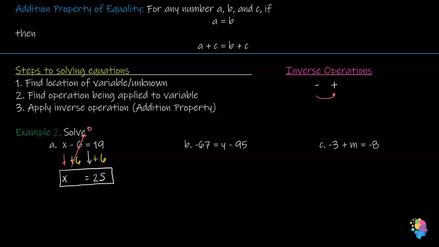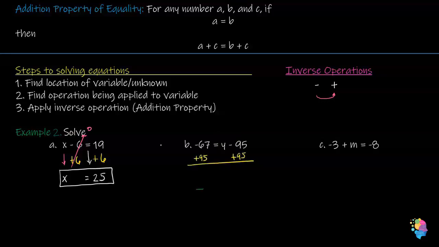Let's try it again. The variable is located on the right side. So if I only look at the right side, I notice that the operation being applied is once again subtraction. So then the opposite of subtraction will be addition. That means that I'm going to add 95 to both sides of the equal sign.